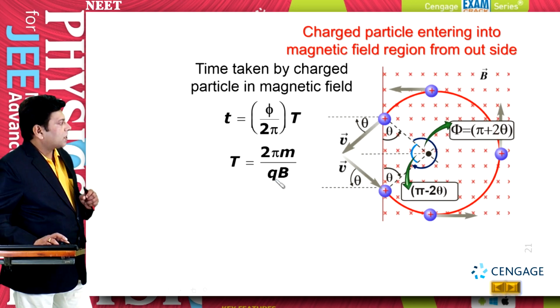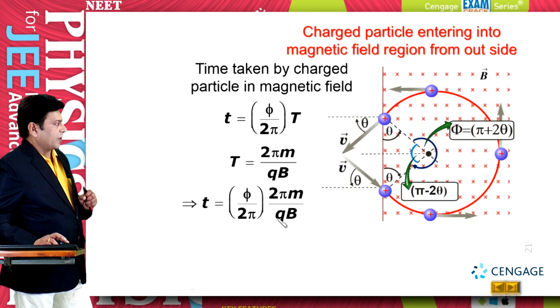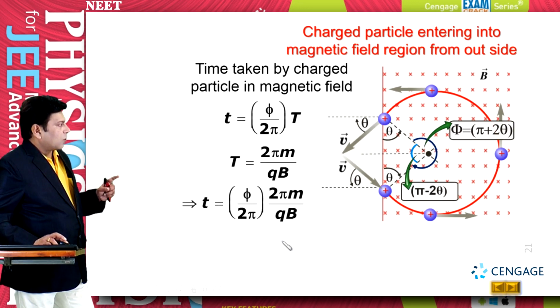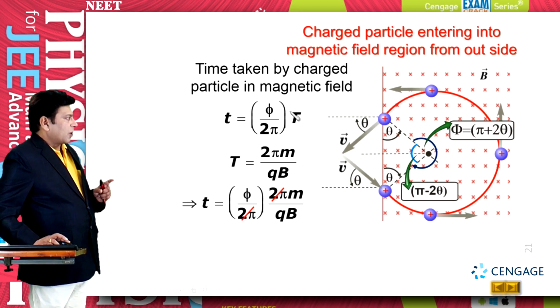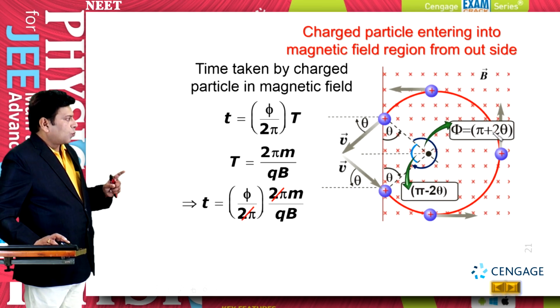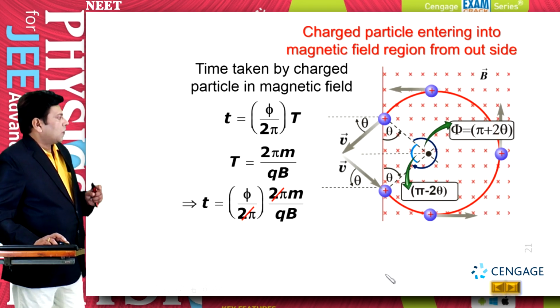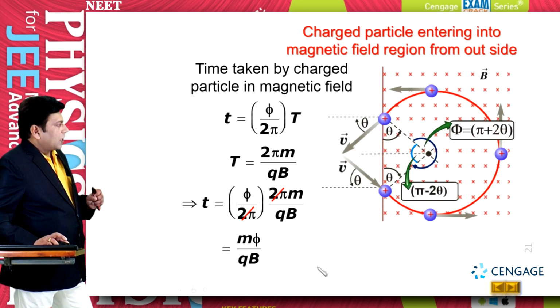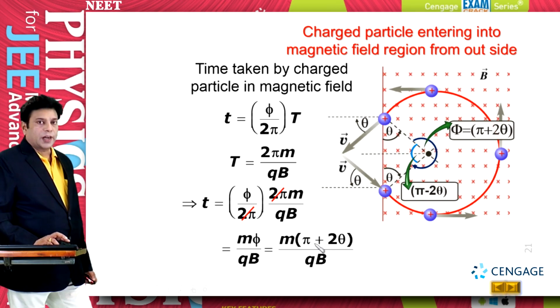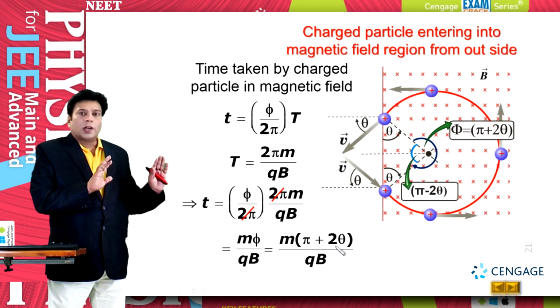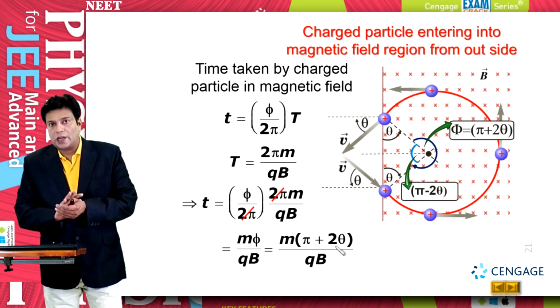Now let us substitute this value of the time period. You can find 2 pi and 2 pi will get cancelled, and if we substitute the value of phi equal to pi plus 2 theta, finally we get the value of the time taken by the charged particle when it is moving in the magnetic field region. This is the time. Now we got the time for the positive charged particle.